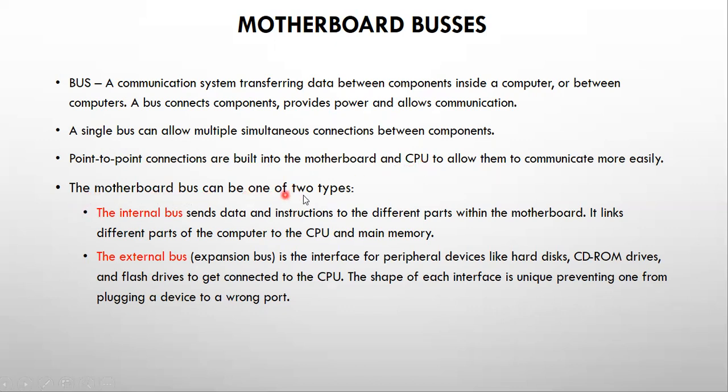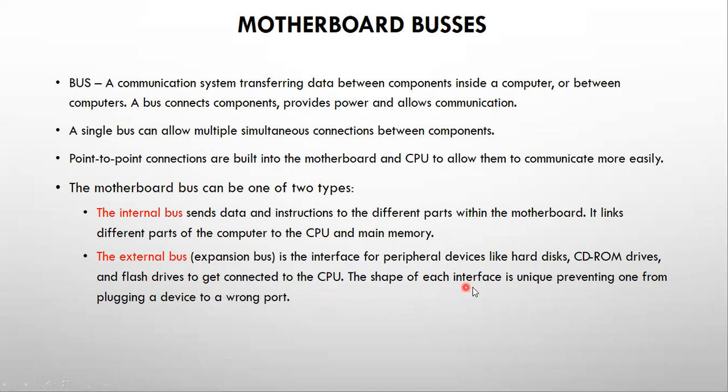The motherboard bus can be one of two types. We have the internal bus, which sends data and instructions to the different parts within the motherboard. It links different parts of the computer to the CPU and your main memory, which is your RAM. That's your internal bus. The external bus is the interface for peripheral devices like hard disks. So the bus that connects your peripheral, your add-on devices, like your hard disk, your CD drives, your flash drives, we have an external bus or expansion bus.